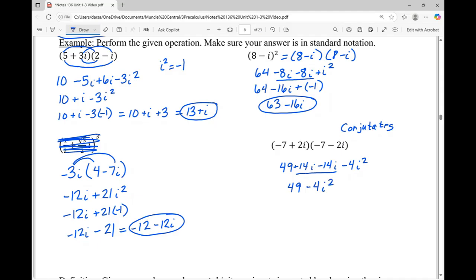What do we know about i squared? i squared is equal to -1. So we have this -4 times a -1, and that gives us a final answer here of 53.